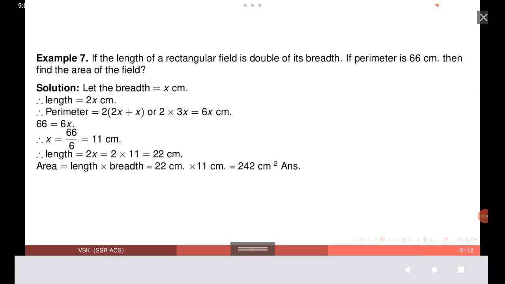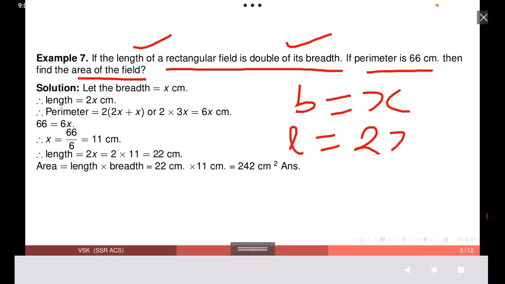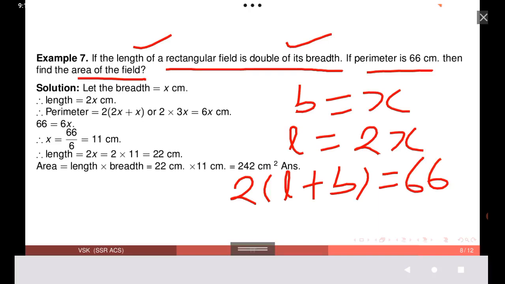Now in the next question, if the length of a rectangular field is double its breadth, and the perimeter is 66, find the area of the rectangular field. So what is given? The length is given as double its breadth. So suppose breadth is equal to x. So what will be the length? Length will be 2 times x, because it is given that it is double. Now perimeter, we know the formula is 2 into (L plus B), and it is given as 66. So this we will put over here.